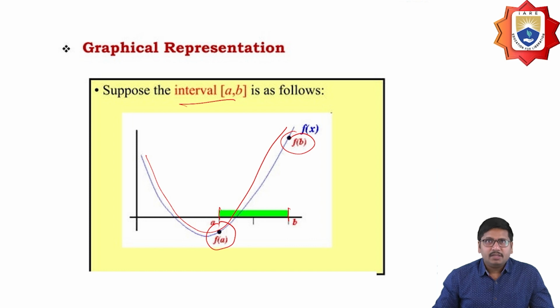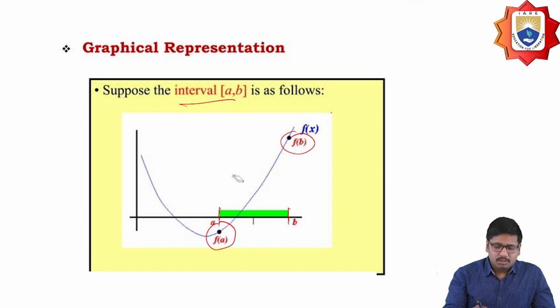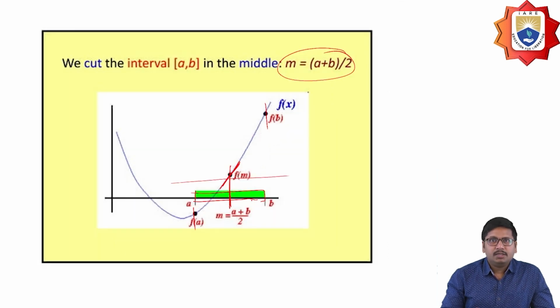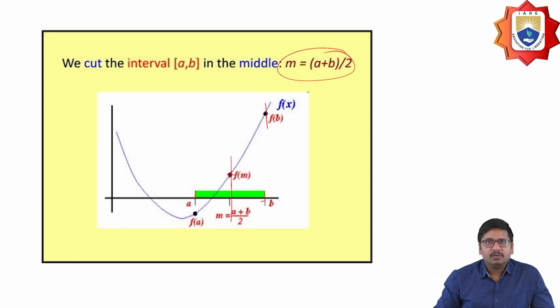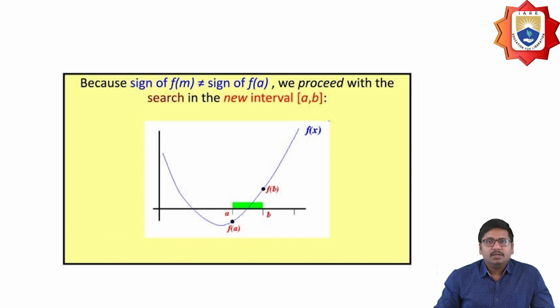Suppose I have an interval AB, so this is the interval A comma B, and in between I have f of A and f of B. It is going to cut this interval, and if I consider the midpoint of that, then it should be the middle value of this curve. But here I also consider the sign, whether it is positive or negative, which is also one of the considerations here.